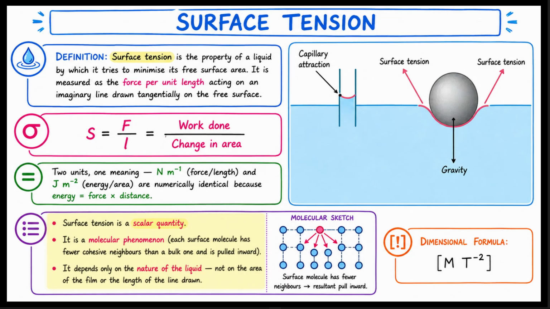Also notice that S is a scalar. It is a molecular phenomenon, because each molecule sitting at the surface has fewer cohesive neighbors than one inside the bulk, so it is pulled inward. And critically, S depends only on the nature of the liquid, not on how big the film is or how long the line you drew happens to be. The dimensional formula is mass times time to the -2.